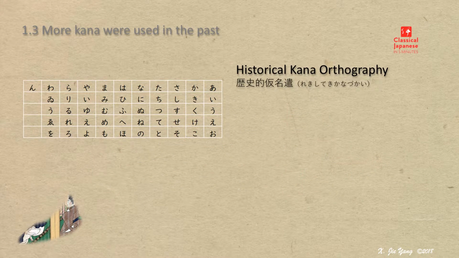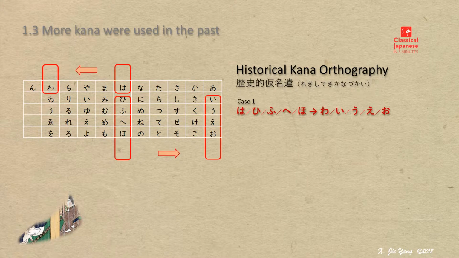The way to use kana in classical Japanese was not necessarily exactly the same during hundreds of years. In the medieval time around the 13th century, it reached a certain standard, and today we refer to it as historical kana orthography, 歴史的仮名遣い in Japanese. Here are a few basic rules.